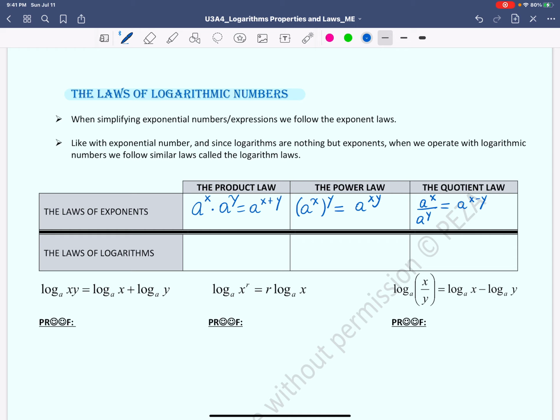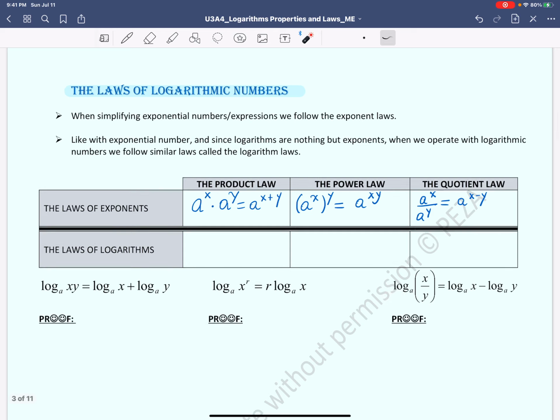The laws of logarithm are as follows. The product law helps us find the logarithm of the product of two numbers. The power law helps us find the power of a logarithmic number. And the quotient law helps us find the logarithm of the quotient of two numbers. We're going to go over the proofs.